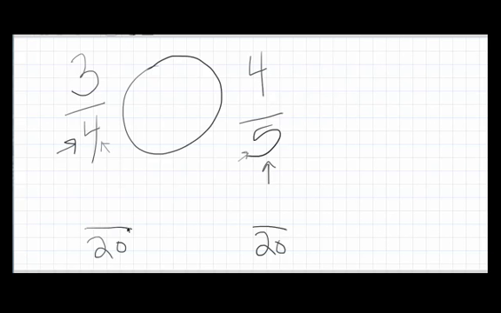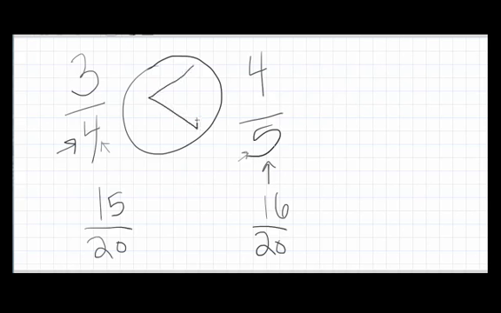So what I'm going to do is write 20 beneath both these fractions. I'm going to say to myself, all right, how did I go from 4 to 20? I went times 5. So I have to do 3 times 5 on the top. How did I go from 5 to 20? I went times 4. So I have to go 4 times 4 on the top. And I notice that 3/4 becomes 15/20, and 4/5 becomes 16/20.